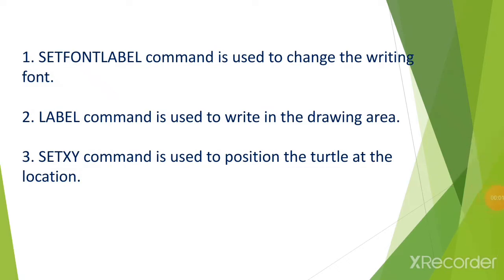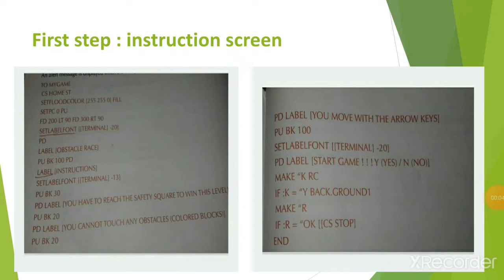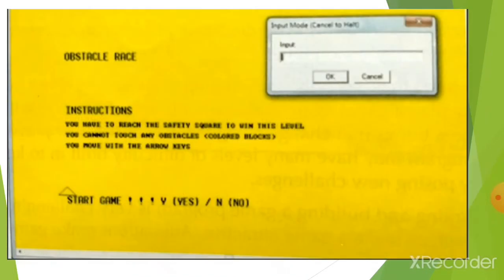Now we are going to see the first instruction screen, by creating a procedure, my game. So this is the main procedure, that is the instruction screen. By using this procedure, by using set font, label, and also set flat color, pen up, pen down, the instruction screen is designed. By giving the name of the game, obstacle race, along with the instruction of what is the rule and aim of the game, it is also clearly defined in the instruction screen.